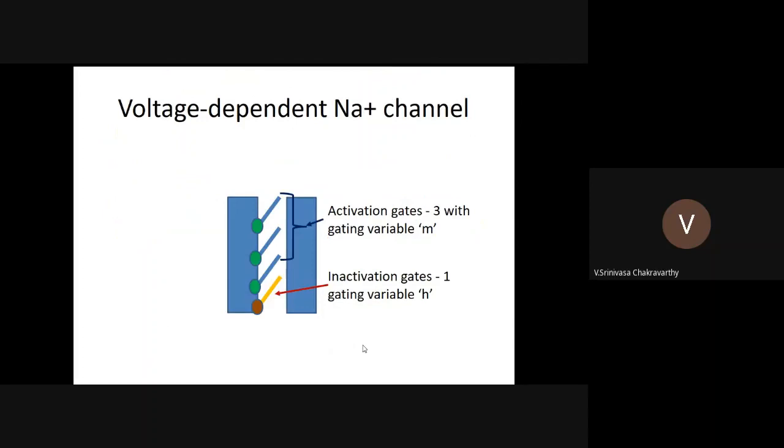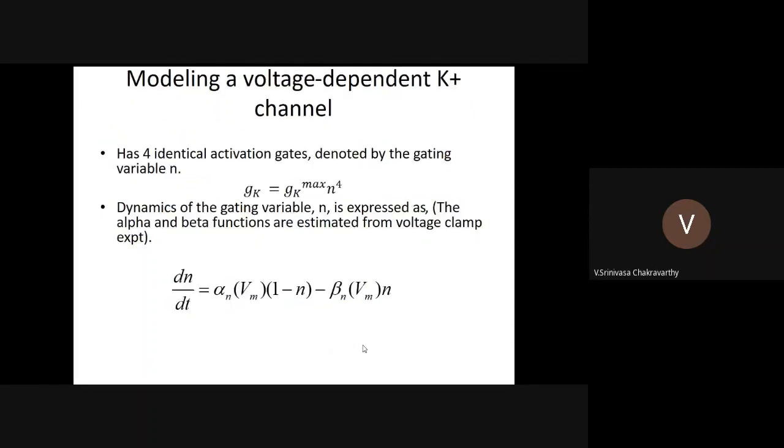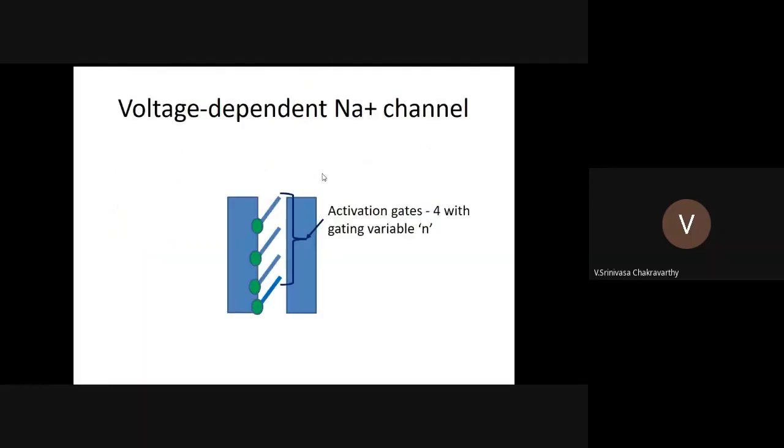Now that is for the sodium channel. If you go to the potassium channel, it is thought to have 4 gates, all four identical, and all four are activation gates. That is pictorially represented by this very simple schematic. There are 4 gates, all identical, all activation gates, and the gating variable for that is n.